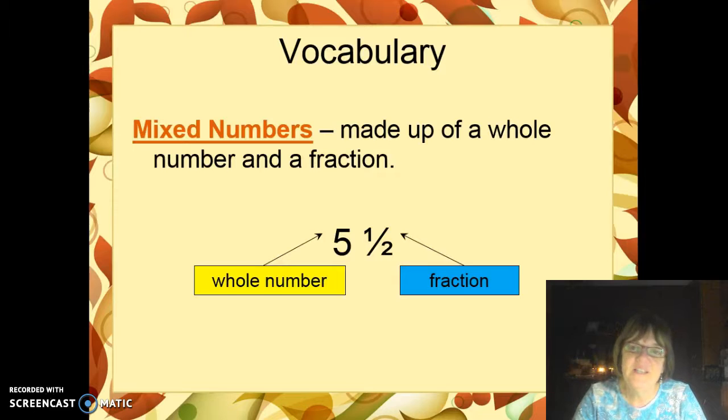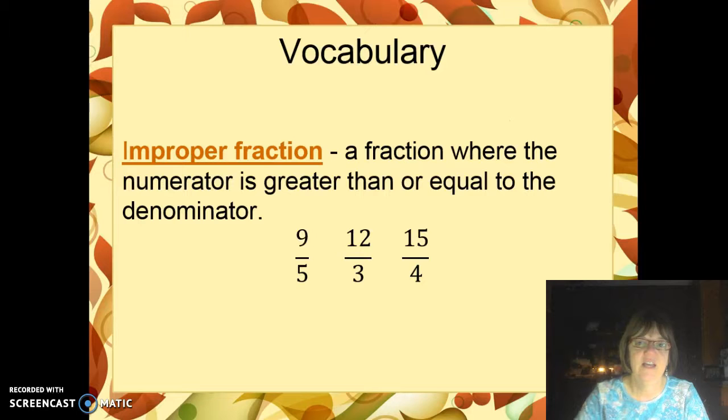Okay, so what is a mixed number? We need to know that before we can really be able to use it, right? Well, a mixed number is just a number and a fraction. Simple as that, right? There you go, 5 and a half. 5 is our whole number. The fraction is the half.